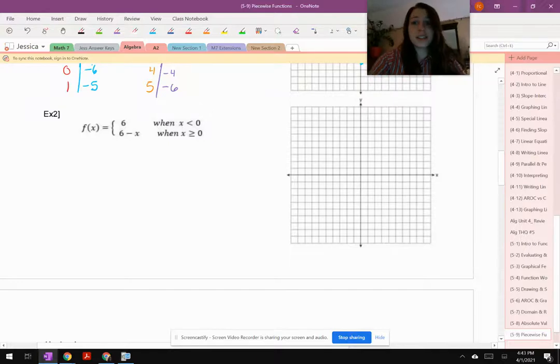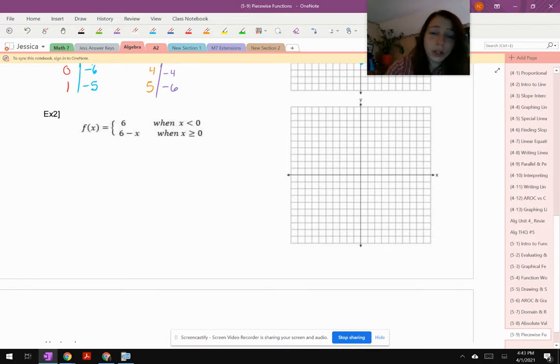All right, here we have it. Last example for Unit 5. Okay, so just like the last one, we have two pieces, so we're going to have two separate tables that we're working with here.